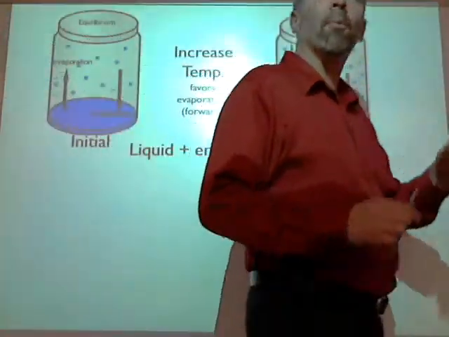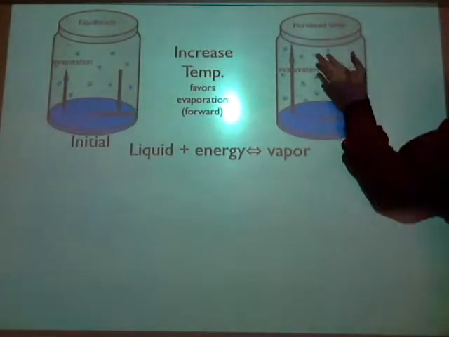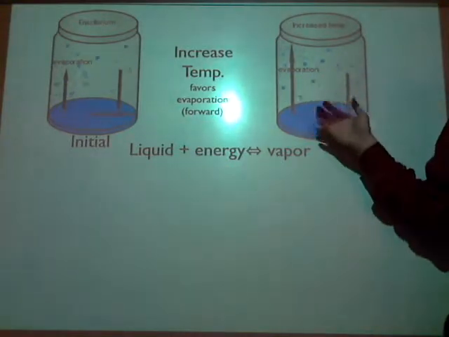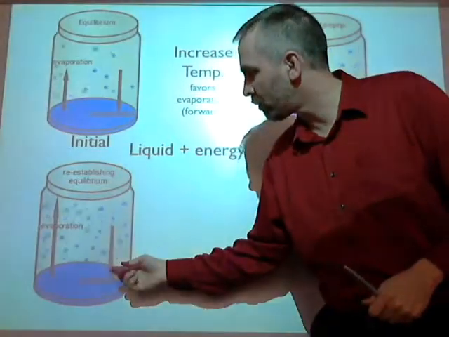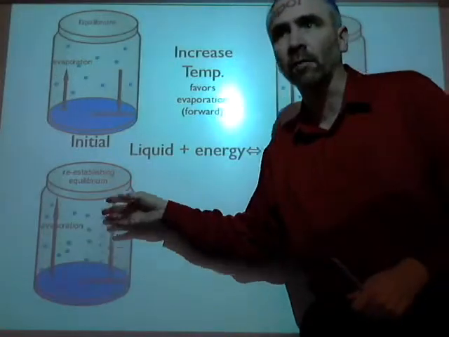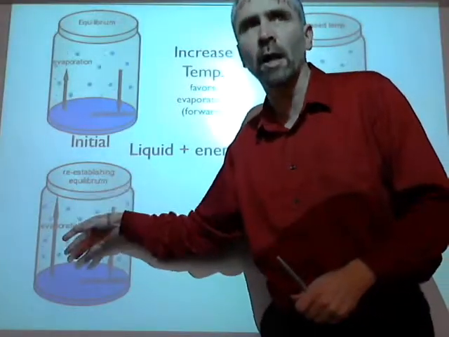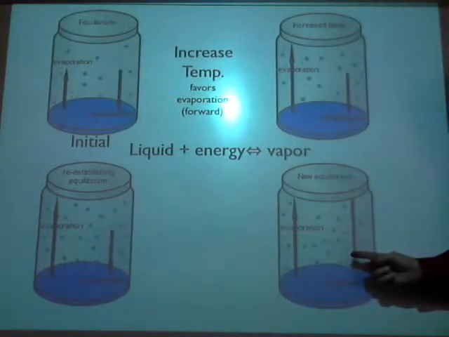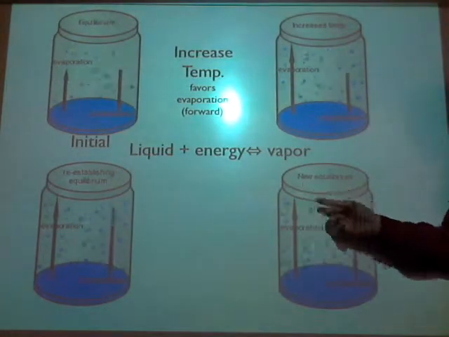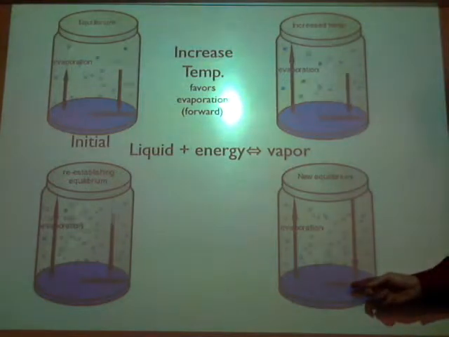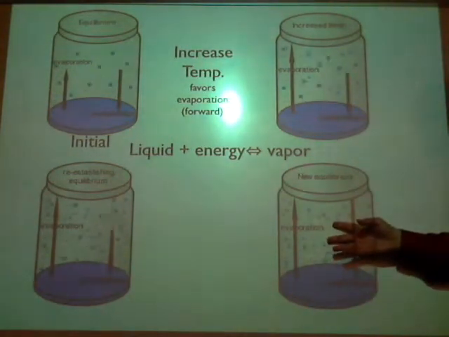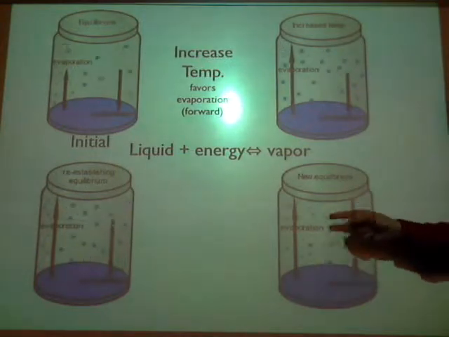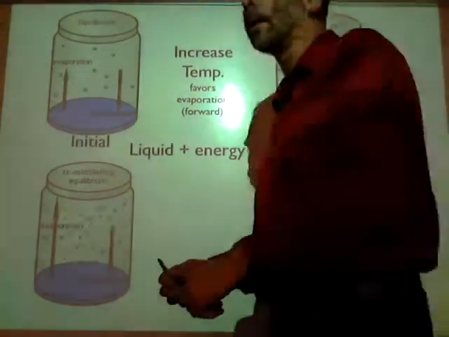Since I've got more evaporation, guess what? I got more guys in the vapor phase, which means there's a greater chance of them banging into the liquid and becoming a liquid. So this condensation starts creeping up because I've got more and more in the vapor phase, more chance of them hitting into the liquid phase, until eventually it reestablishes an equilibrium with a higher rate of evaporation and a higher rate of condensation. Yes, there are a lot more vapor molecules now and less in the liquid phase. That's your third picture right here. It reestablished equilibrium right there.